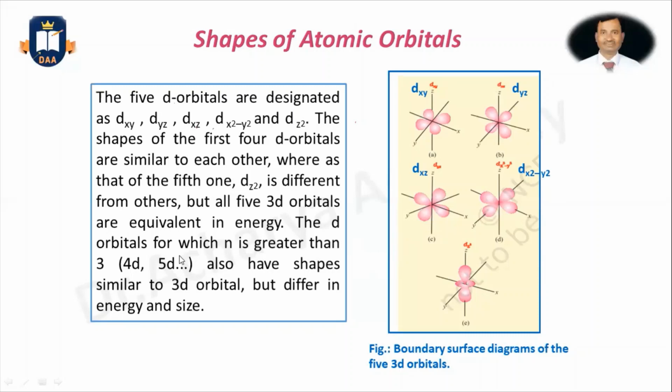For the d orbitals where n is greater than 3, that means 4d, 5d, etc., the shapes are similar to 3d orbitals. That means when the principal quantum number increases, the shapes of d orbitals are all similar. For 3d orbitals, whatever the shape is, the 4d, 5d, etc. orbitals also have the same shape, but they differ in energy and size. We know with the increase of the principal quantum number, the size also increases and the energy also increases.